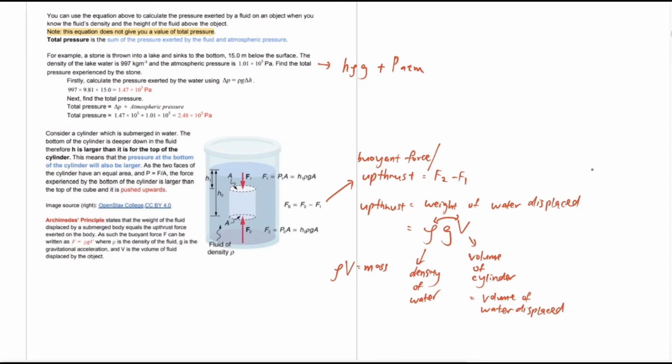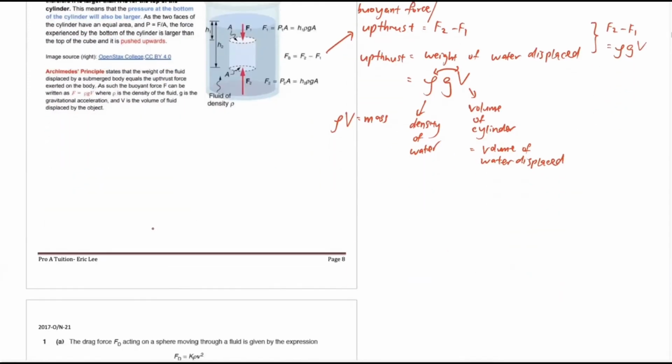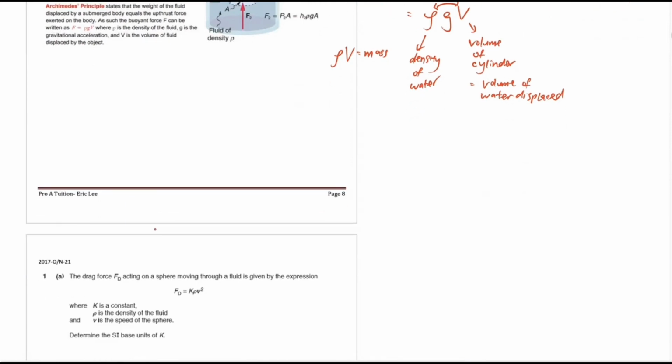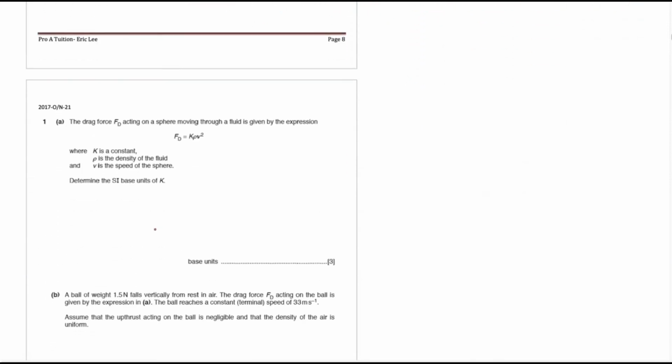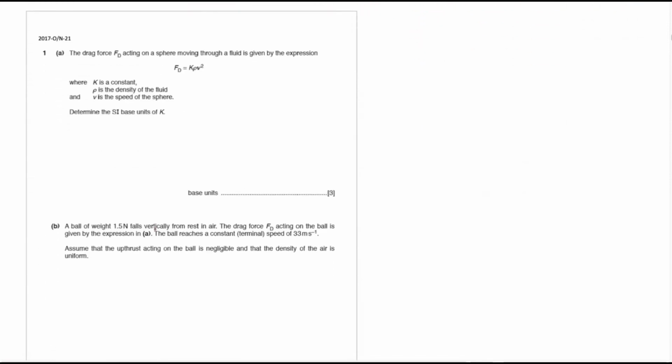So at the end, if you relate these two, F2 minus F1 equal to rho gV. So we have a relationship here and there. And at the end, you get the buoyant force. Okay, so that's the thing, and we finish up already. Okay, let's go through questions. We discuss this straight away.